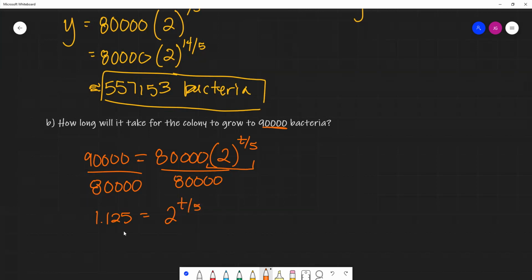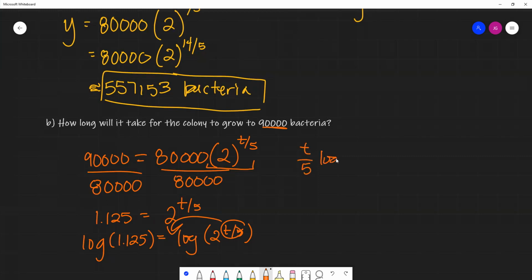Okay, here's where I need to take the logarithm of both sides, which will allow me to bring down this entire exponent, okay? So I'm going to take the log of both sides, log base 10. Log of 1.125 is equal to log of 2 to the t over 5 power. This exponent ends up coming down. So I end up with, I'm going to flip the equal sign so I can have my variable on the left-hand side, t over 5 log of 2 is equal to log of 1.125.